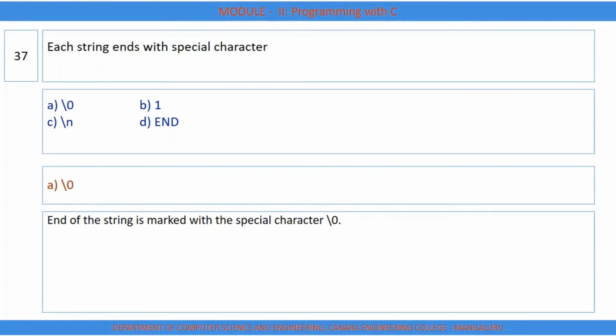Each string ends with a special character. Option A, \0, option B, 1, option C, \n, option D, end. Answer is option A, \0. That is also known as a null character.